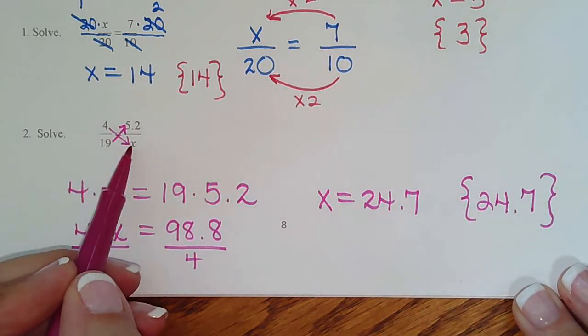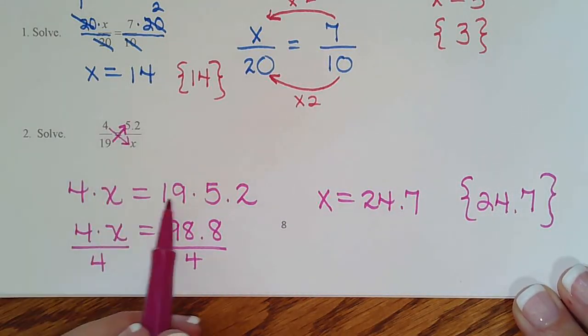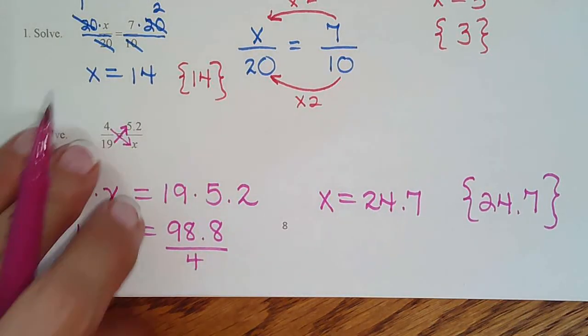So we set our cross products equal, multiply those, and then solve for x by dividing by 4.